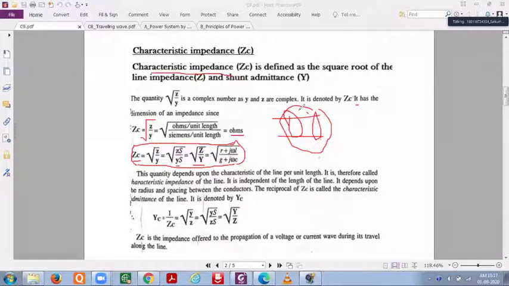Is that clear, Sai? Yes, sir. With respect to length, it won't change, because if you derive that equation, I get the terms where I don't have any length.